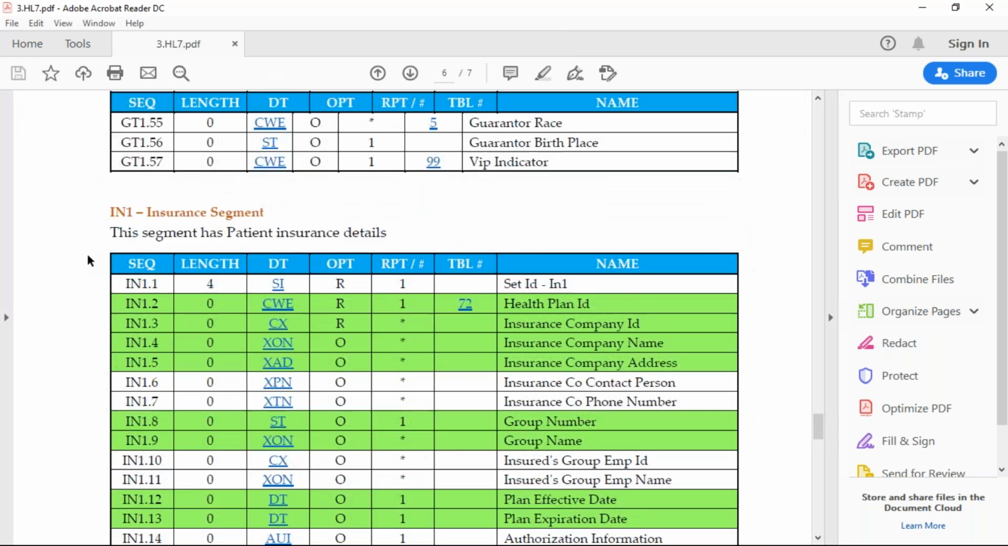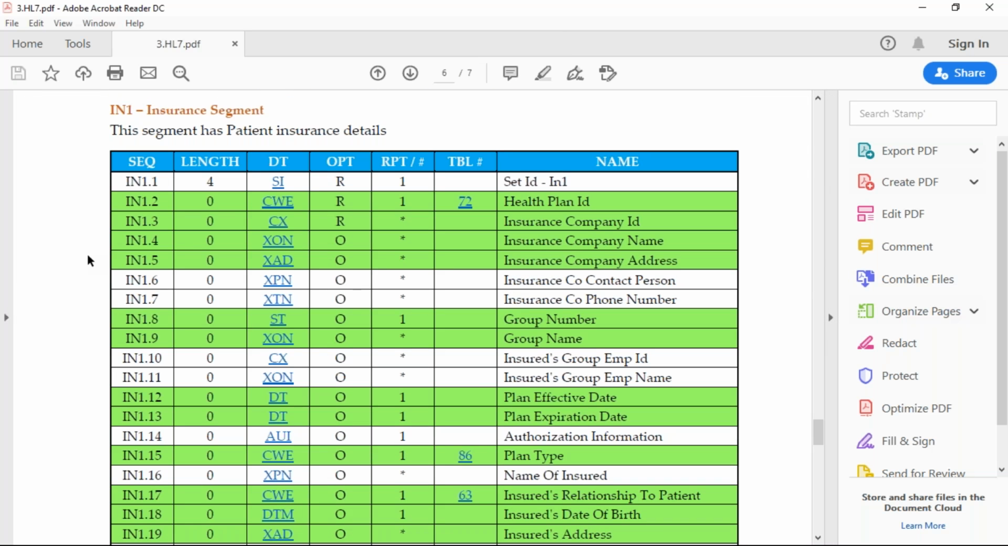Next, we have the next segment, which is IN1. As the name itself suggests, it is going to send insurance related information over to the downstream systems. We usually have more than one insurance for the patient. For each and every insurance, the set ID will represent the sequence number, so IN11 will show the sequence number one. In most scenarios, you will see that we have multiple insurances, not just one.